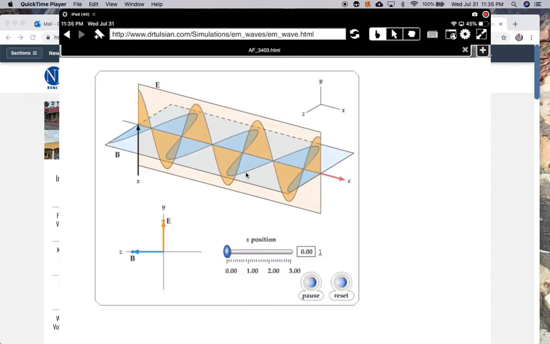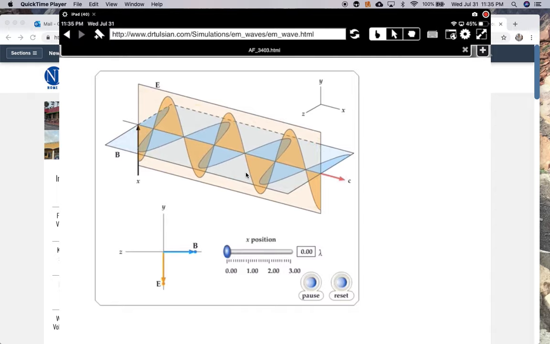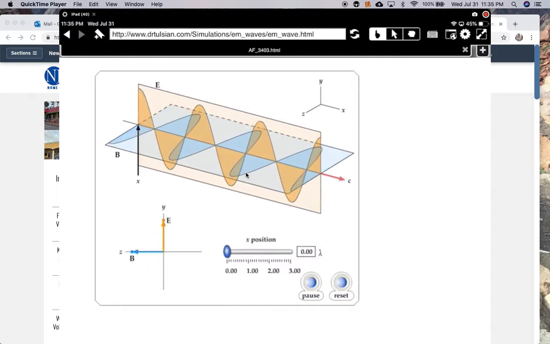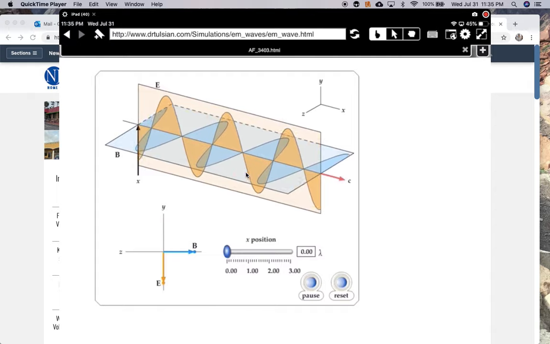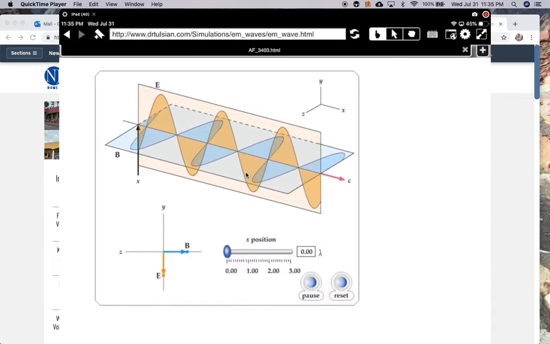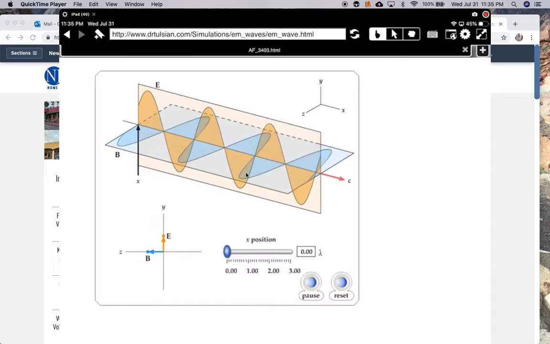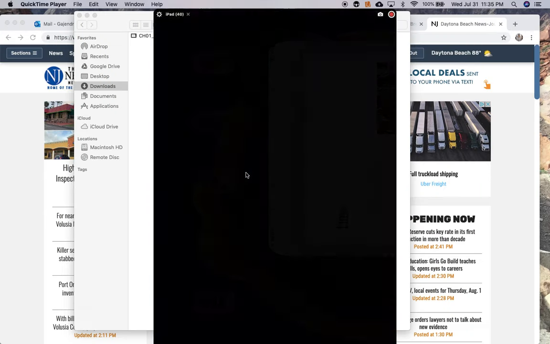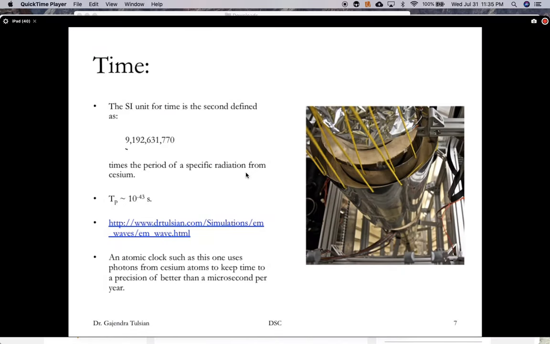The period is the time for one oscillation. And when 9 billion and change of these wavelengths pass you, 1 second has passed. And that's the definition of the second. Okay, so that's what we mean by that. So when 9 billion 192 million and change wavelengths pass you, 1 second has elapsed. So that's the definition of the second.